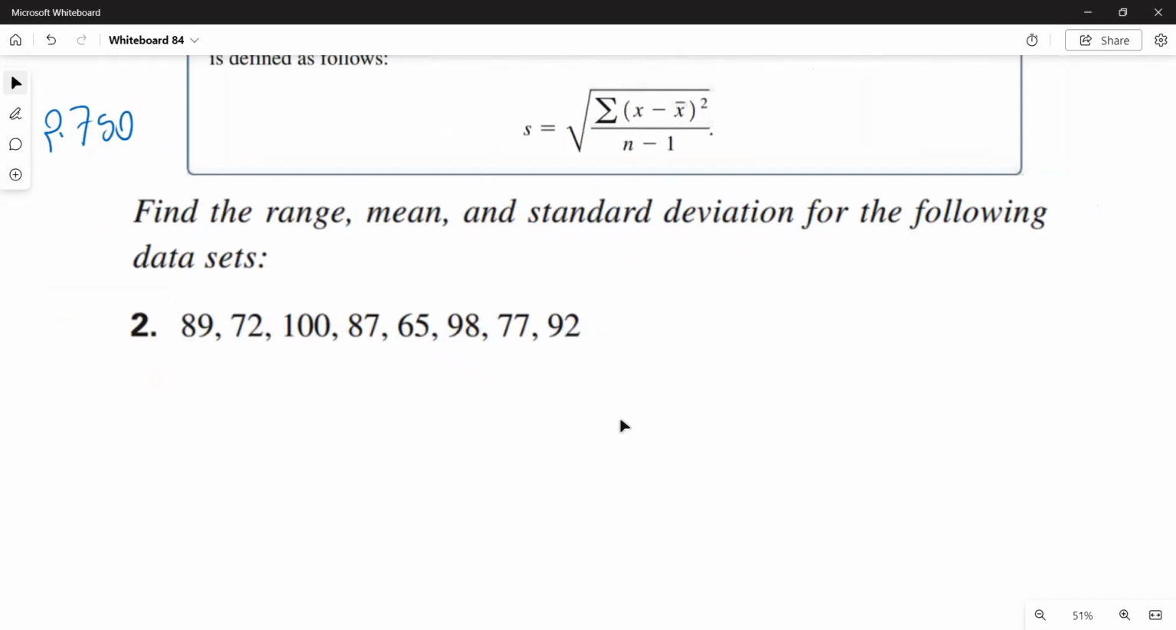Okay, it's going to be helpful if we can sort the data in order. So let's rewrite the data in order. Let's start with 65, 72. The next one is 77. Next we have 87, 89. What else? 92, 98, and 100. Okay, so we wrote the scores in order. Let me separate them with a comma because they are too close together.